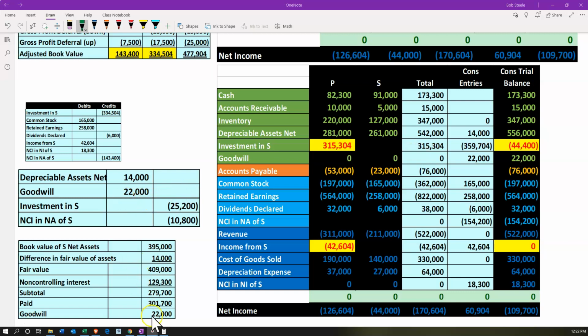Then we have the goodwill. Goodwill we calculated to be the 22,000. So we're going to be including that with a debit. That's going to be an asset. So no goodwill was on the books before. We're going to be adding the goodwill. So there's the 22,000 there.